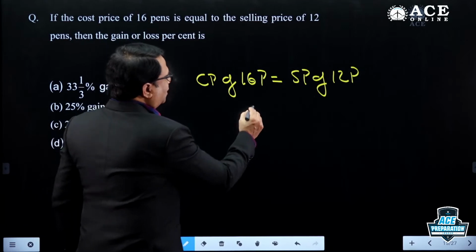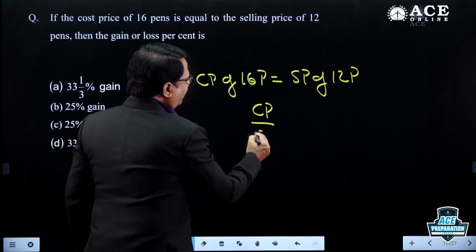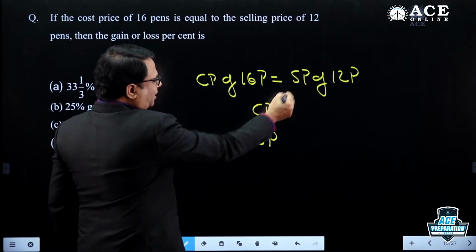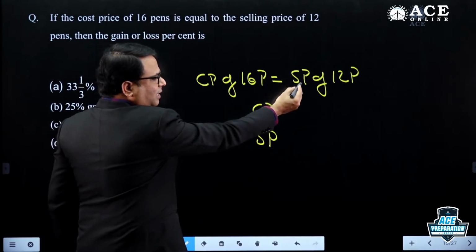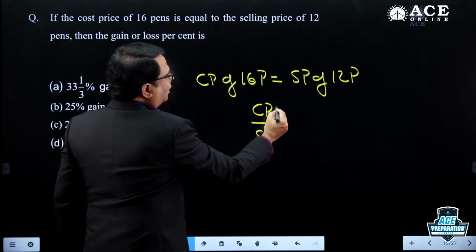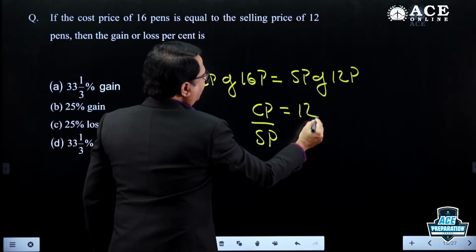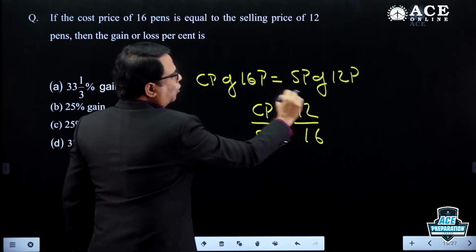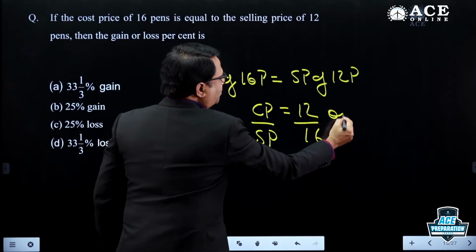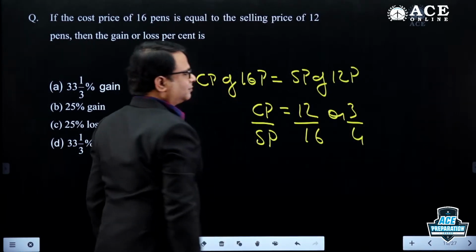I will calculate CP by SP. I bring this selling price down on the left side, equal to 12 by 16. This 16 will go down on the right side. Then this becomes 3 by 4.